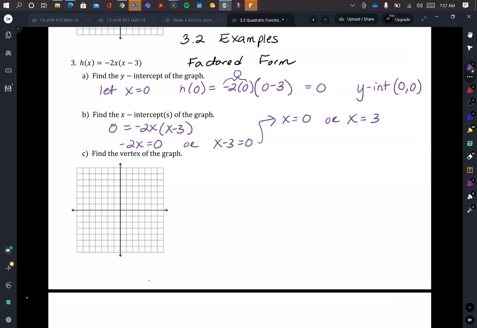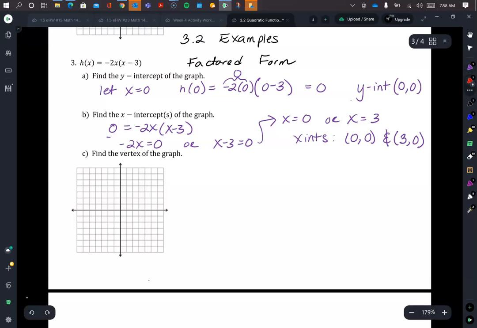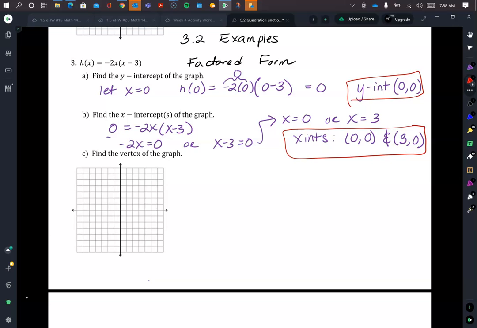Okay, so to write those as points, my x-intercepts, I have 2. They would be (0, 0), and the other point is x equal to 3 and y is 0, because remember, y is always 0 when we have an x-intercept. Okay, so we have 2 pieces so far for our graph. That makes it nice because it's already factored for us, so we can get those x-intercepts.